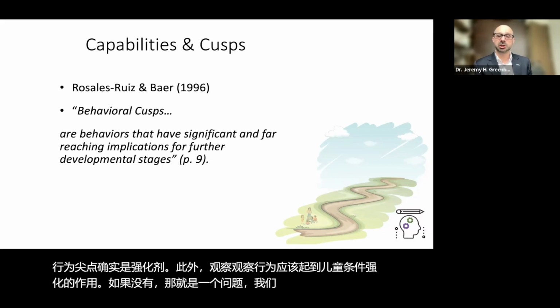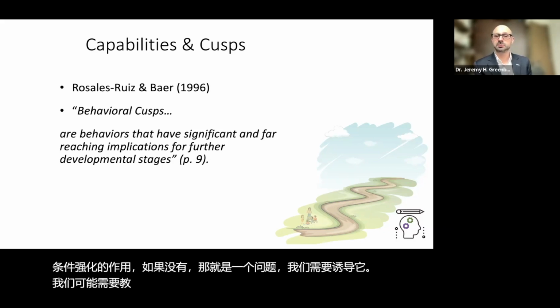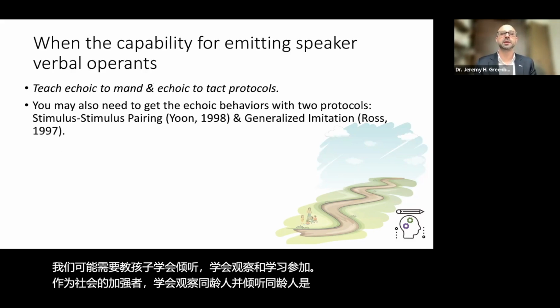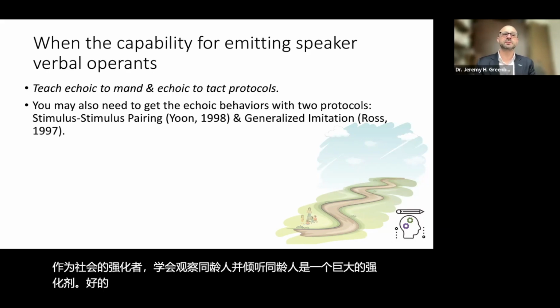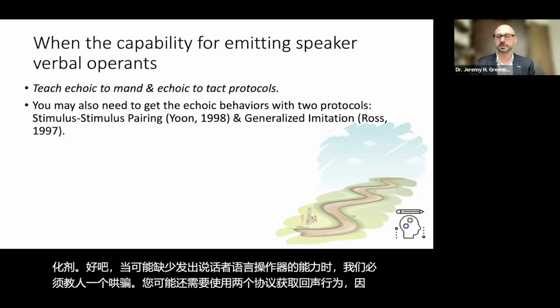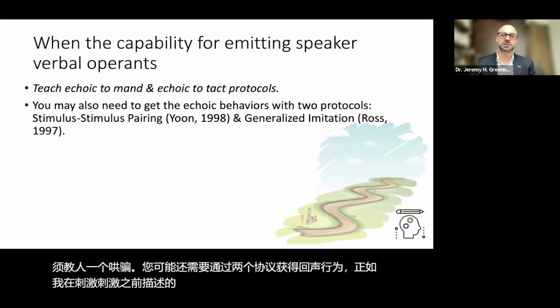We may need to teach a child to learn to listen and learn to look and learn to attend as a social reinforcer. Learning to watch their peers and listen to their peers is a huge reinforcer. When the capability for emitting speaker verbal operants is missing, we have to teach echoics to mands. You may also need to get the echoic behaviors with two protocols, as I described before, the stimulus-stimulus pairing and also generalized imitation.